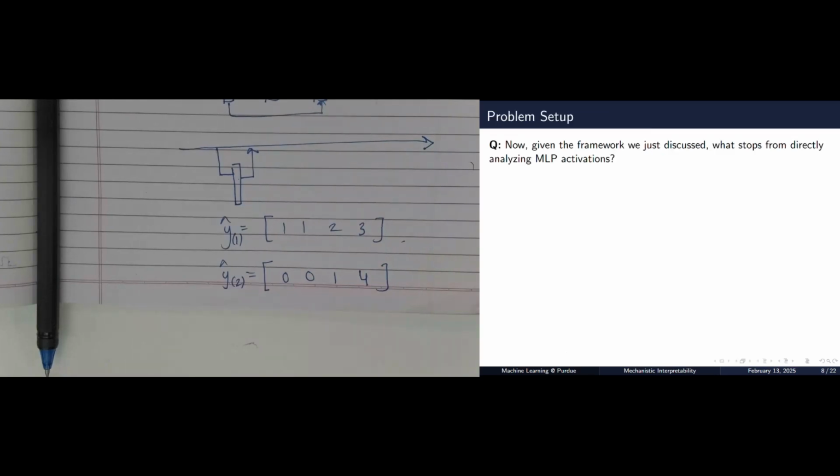Awesome. So now, given this framework that we've discussed, what stops us from directly just reading the MLP activations and trying to go from there, trying to figure out what it's actually looking for? The main problems, I guess, are polysemanticity and superposition. These are two concepts that are induced as part of the training process, and this enables the model to get very, very good performance at the cost of poor interpretability. So you can't have your cake and eat it too, basically.